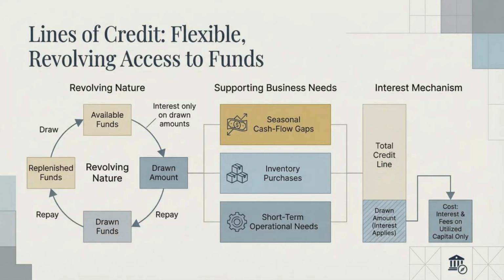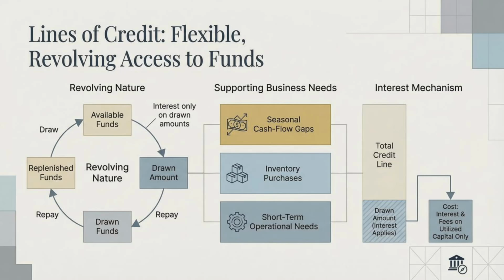Lines of credit offer flexible, revolving access to funds where interest applies only to amounts drawn. Think of it as a financial safety valve for seasonal cash flow shortfalls, inventory purchases, or short-term operations. The circular diagram illustrates draw, repay, and replenish cycles, while the interest column highlights cost only on utilized capital, keeping working capital efficient.